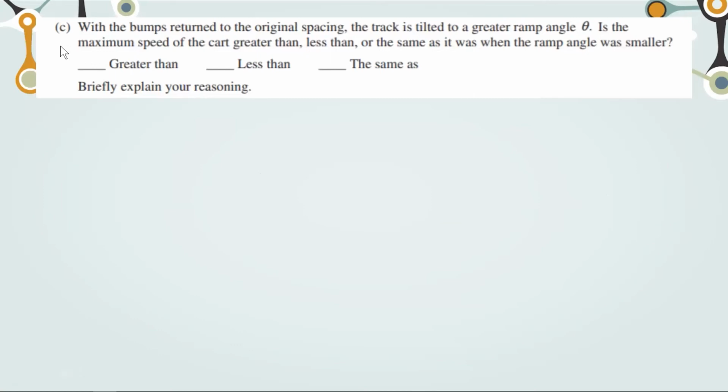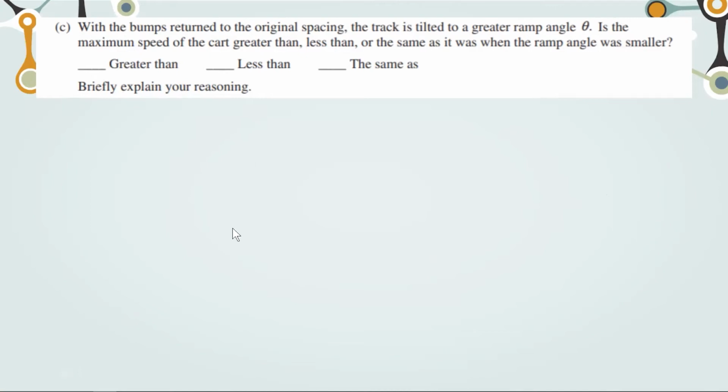Now for part C. The bumps return to the original spacing. The track is tilted to a greater ramp angle theta. Is the maximum speed of the cart greater than, less than, or the same as it was when the ramp angle was smaller? Briefly explain your reasoning.